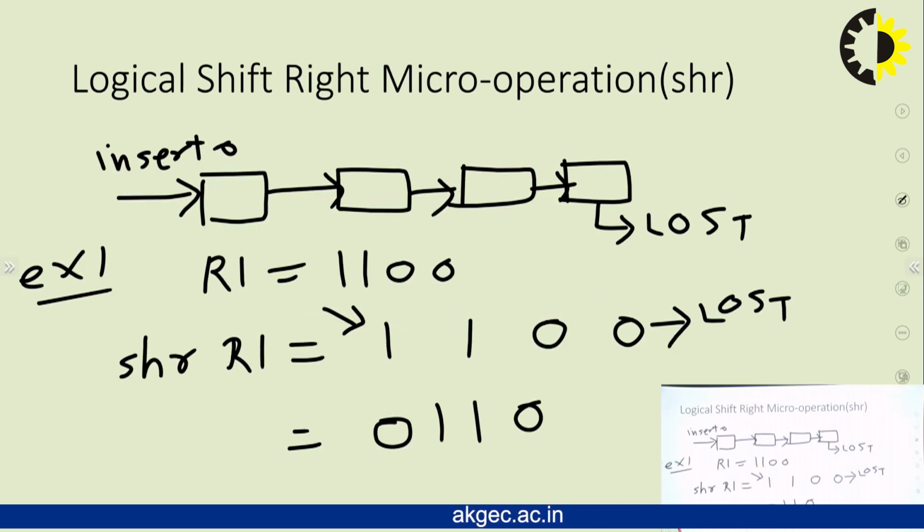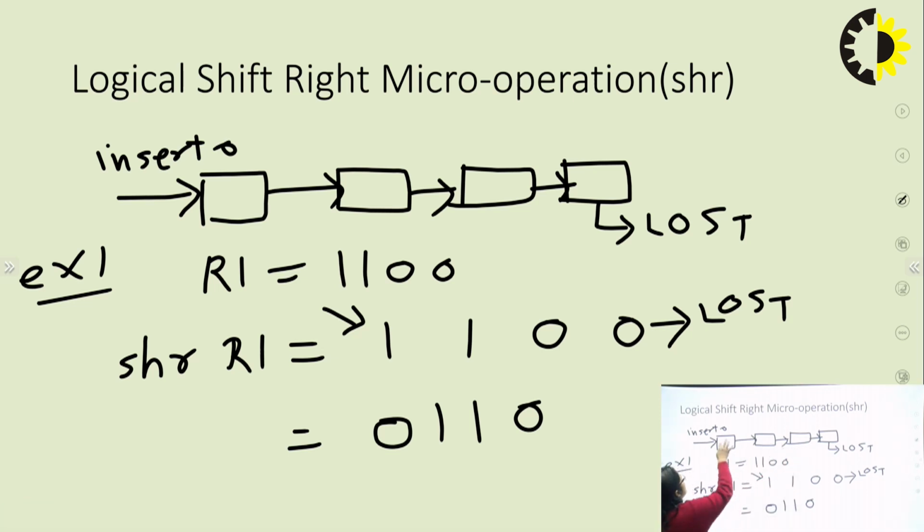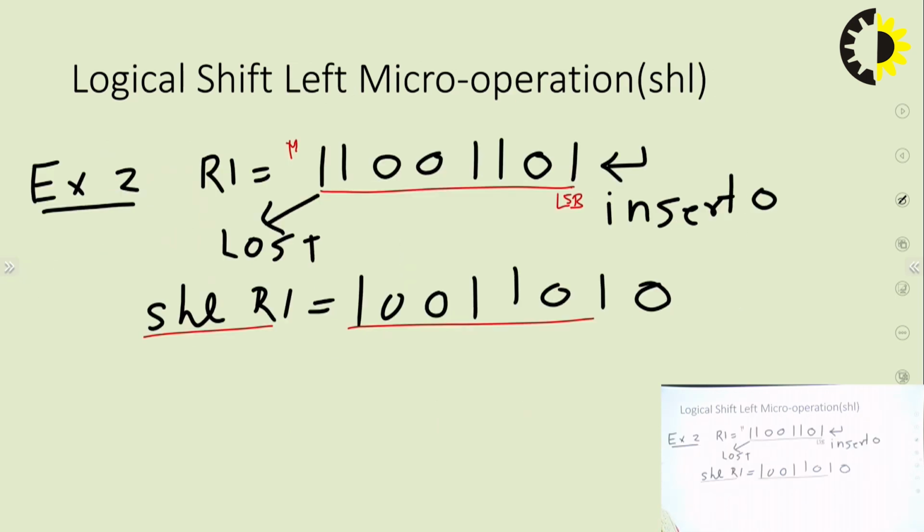Next is the logical shift right micro operation. The reverse process is applied here. In this logical shift right micro operation, suppose this is a 4-bit number, whatever the number is. Here you insert 0 at the MSB side. Remember that in the logical shift left, your MSB will be lost and at the LSB side you are inserting 0, a serial input.